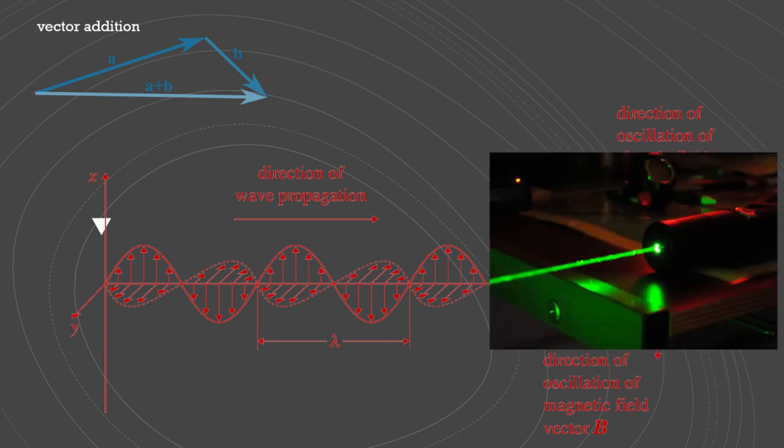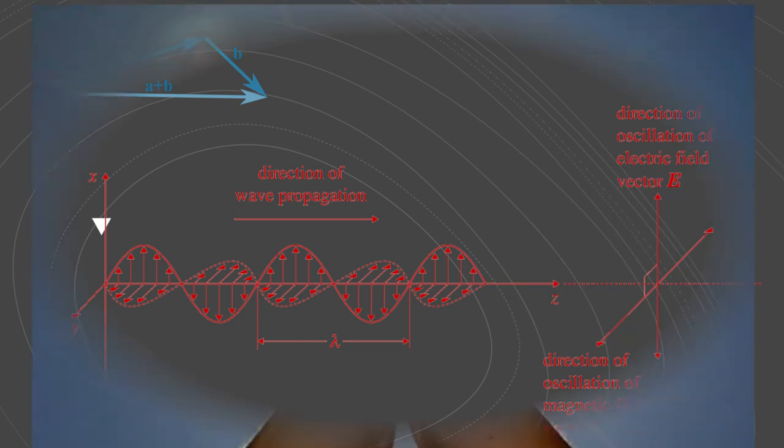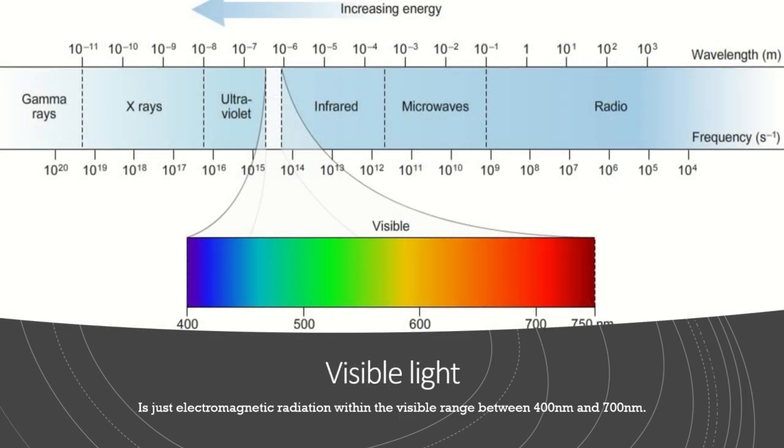And a laser beam looks kind of like this picture because it generally has one phase, one wavelength, but normal everyday light is really complicated. It has a whole bunch of polarities, wavelengths, phases, all at the same time. And the wavelength of the light determines its color. Visible light is just electromagnetic radiation within the visible range of 400 nanometers to 700 nanometers.